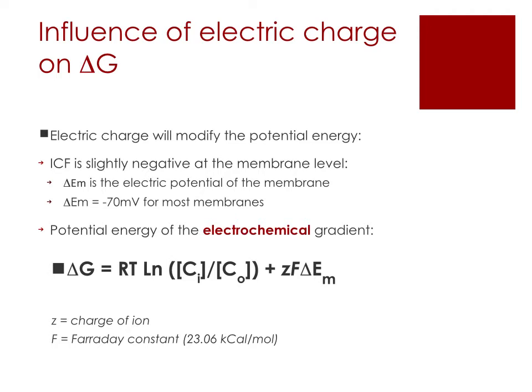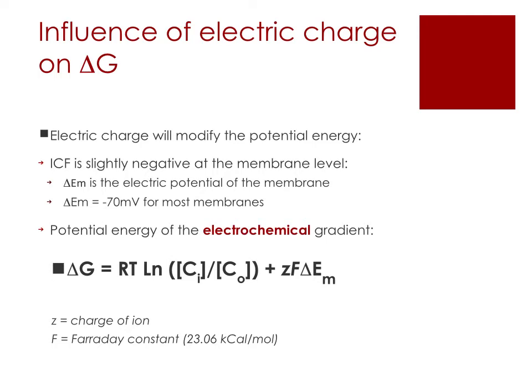Pay good attention to the units because some of these constants are given in kilocalories per mole, some of them are given in calories per mole, some of them are given in millivolts. So you have to take all this into account so that when you calculate, you don't make unit mistakes. This is what I wanted to say about the energy that you can get from electrochemical gradients.